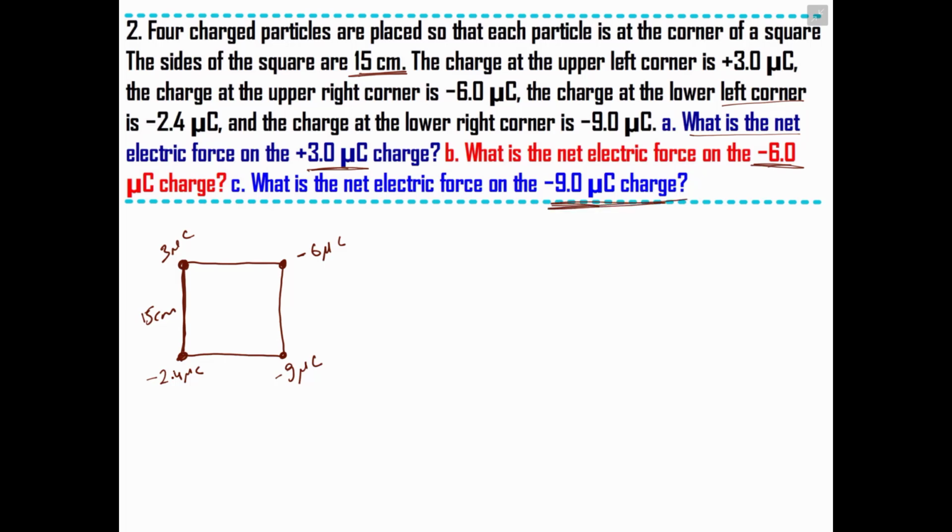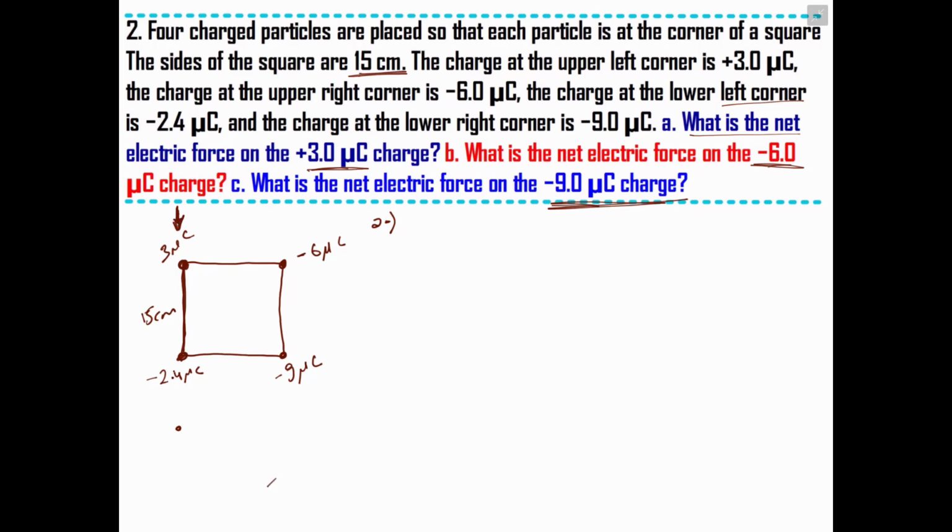The solutions of A, B, and C are very similar to each other. So because of that, I will solve only A. Then I will give you the answers of B and C. You can solve B and C by yourself. For A, first I will draw the force acting on it. It's asking the force on the 3, that means the net force on this one.